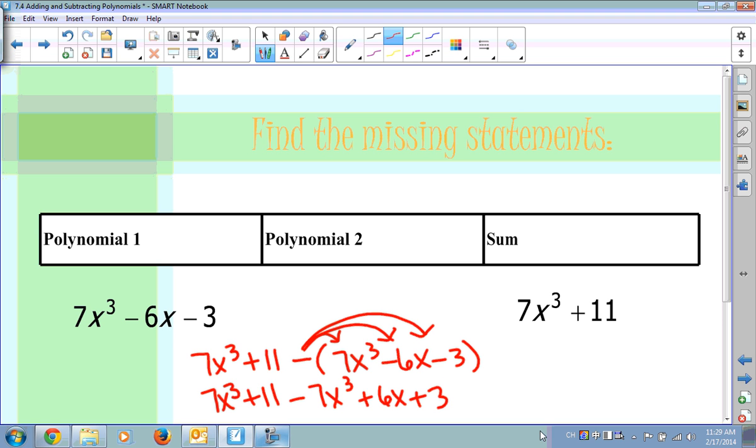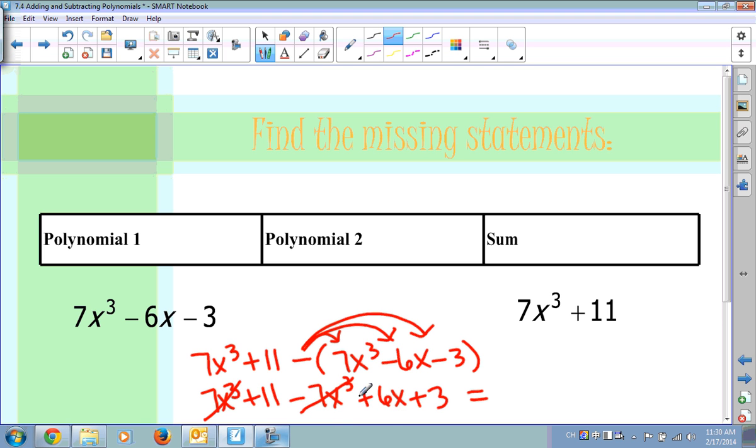What? I did that one first. This is the sum. It has to go first. Yeah. This is the sum. This one has to go first. You can't do the polynomial minus the sum. You have to do the sum minus the polynomial. Good question. Okay, so 7x to the third cancels out with negative 7x to the third, right?